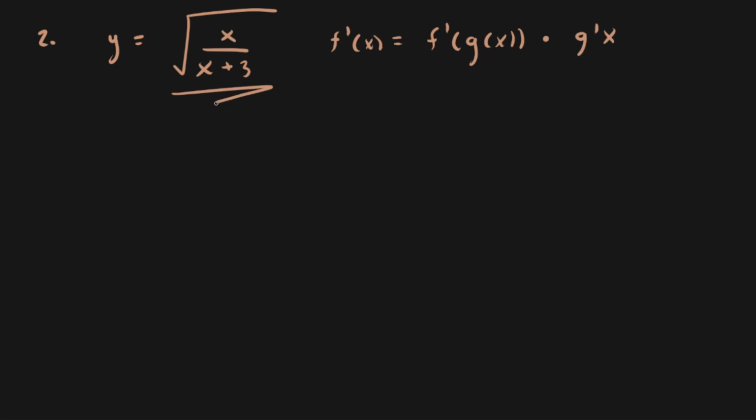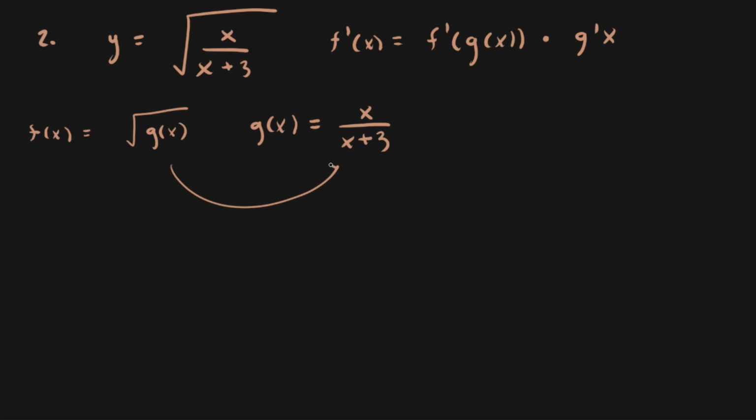And then we're going to split up this equation into f of x and g of x. So f of x is going to equal just the square root of g of x, and then g of x is going to equal x over x plus 3. If we combine these, we get the square root of x over x plus 3, which matches. So our work checks out.